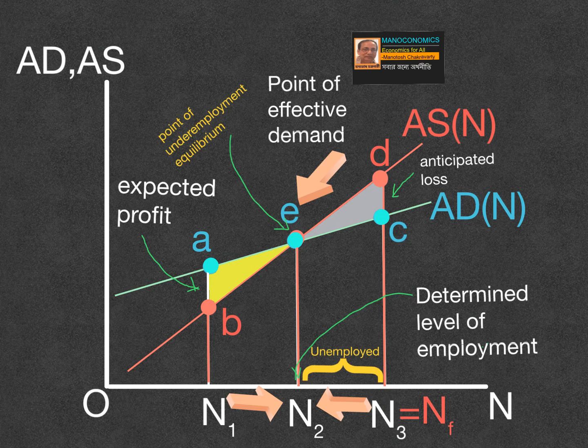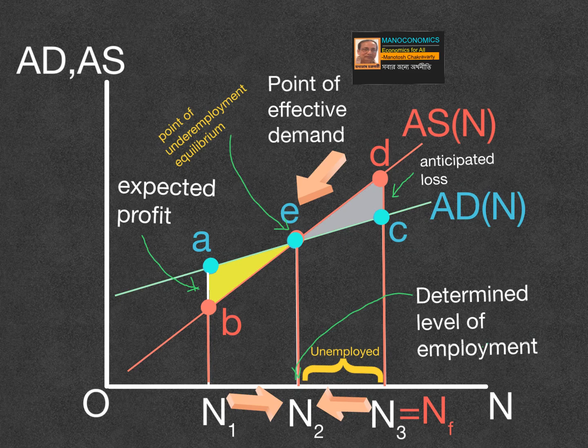In a private enterprise economy, underemployment is a natural phenomenon according to Keynes. But to reach the full employment level, the government has to come forward with its expenditure program or deficit finance, or maybe liberalize the fiscal strategy. Then the aggregate demand curve will be shifted.